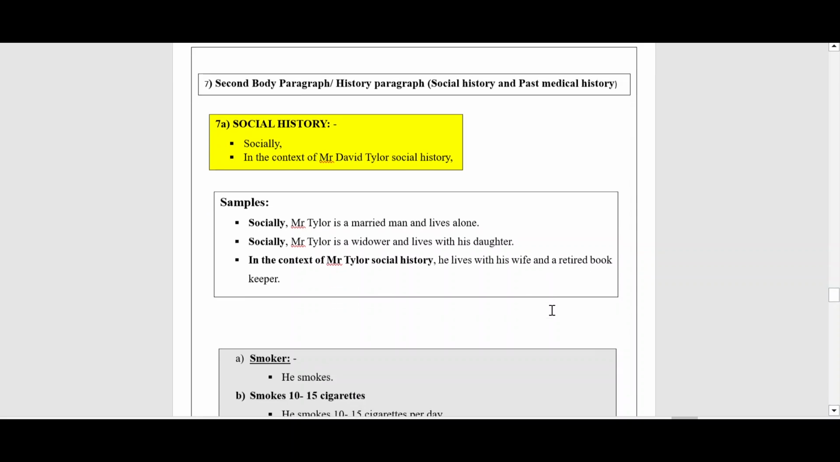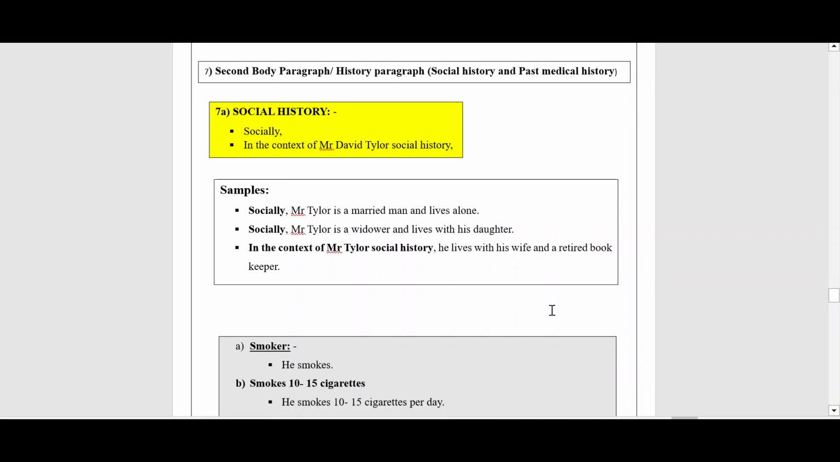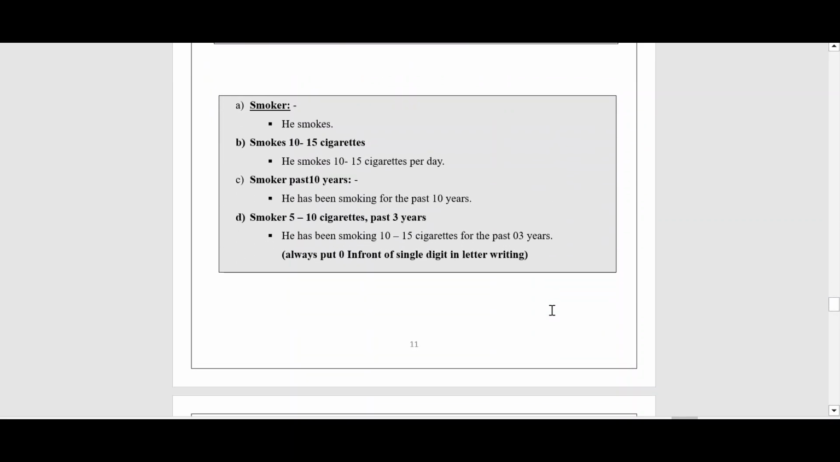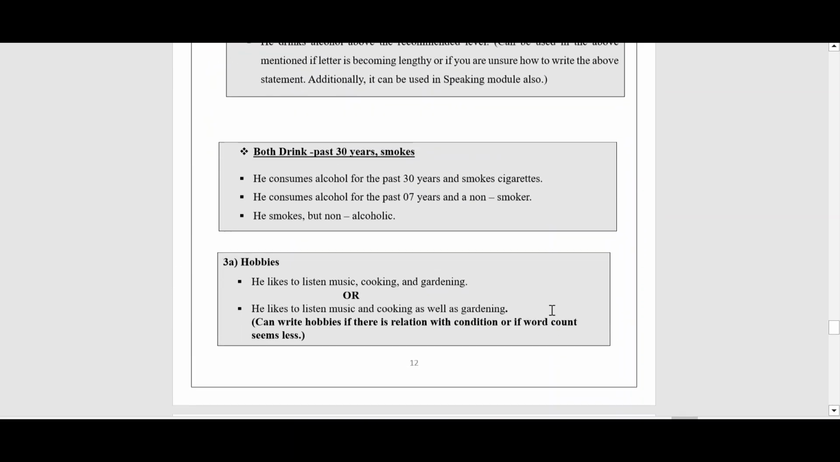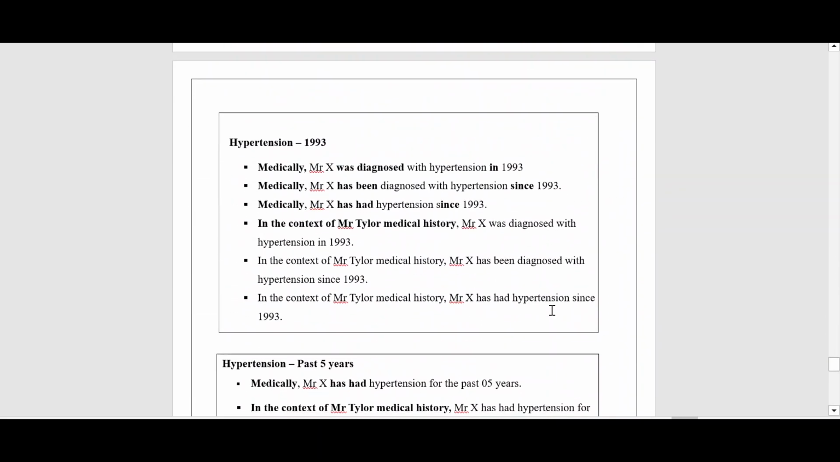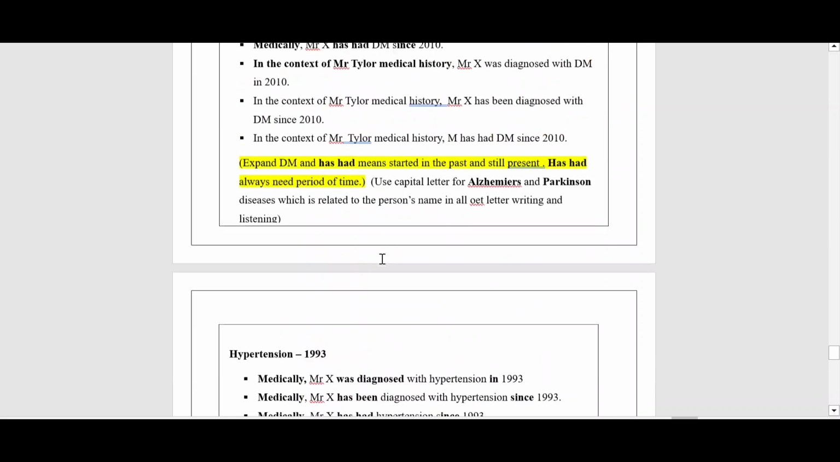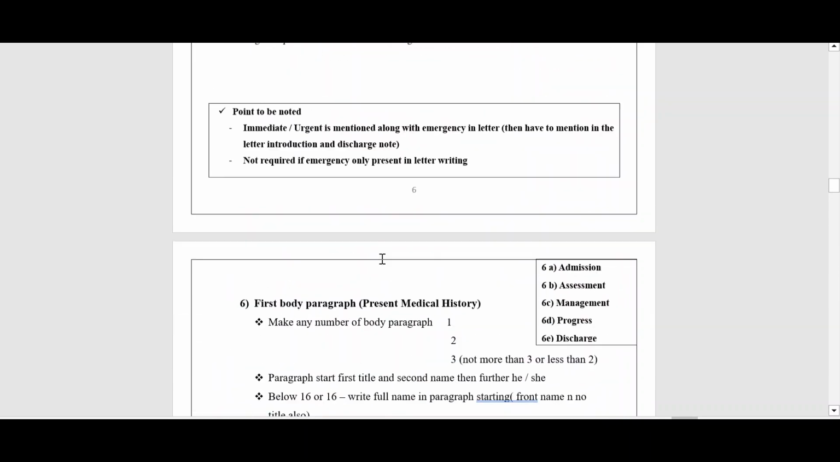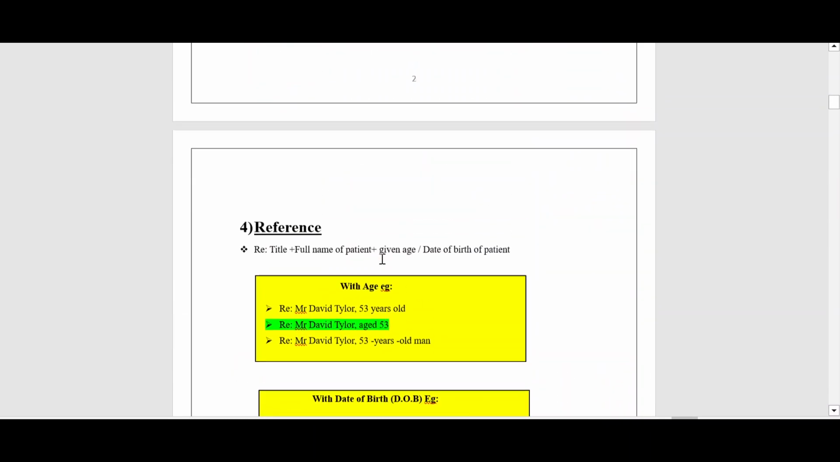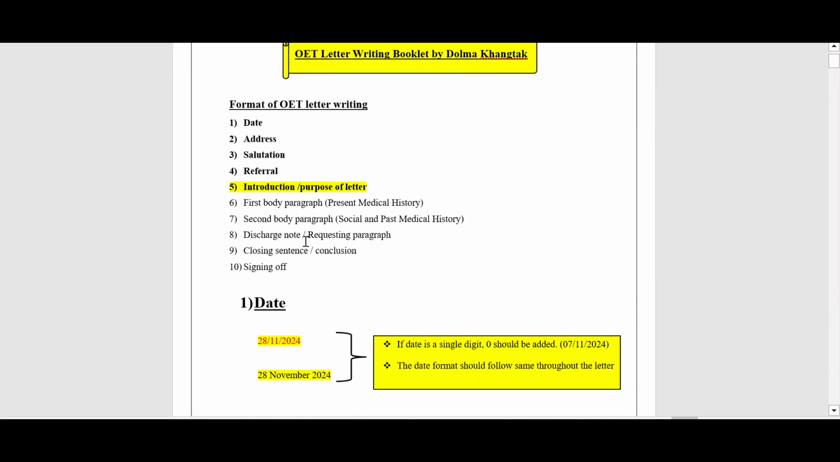Now the second body paragraph is also there, which I will teach in the coming videos. So now we are done with the first body paragraph.